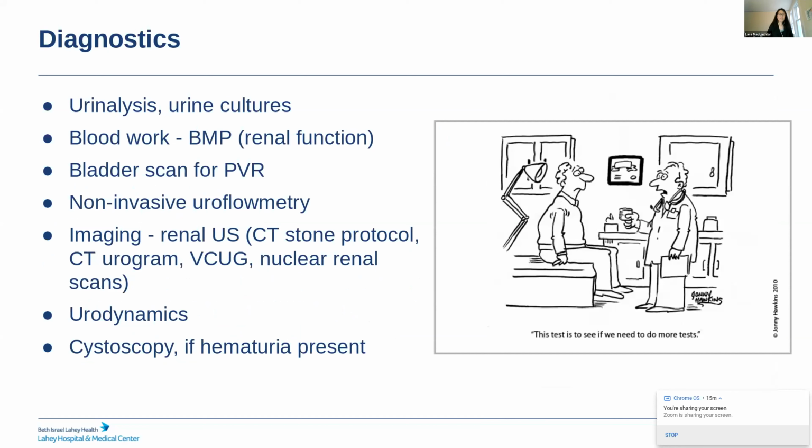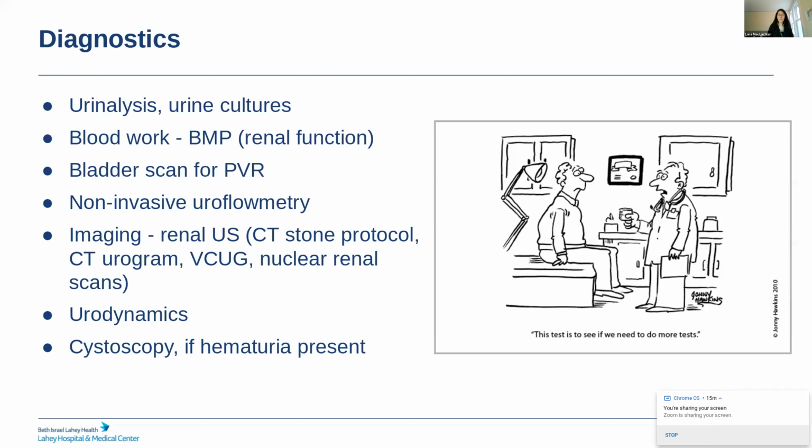As far as diagnostics, a urinalysis would be recommended, especially in patients that may have some irritative voiding symptoms, and you'd want to rule out any infectious etiology. Blood work, a basic metabolic panel, is usually recommended, particularly checking renal function, so a creatinine and a GFR. A bladder scan to assess post-void residual, again, if patients are describing especially obstructive voiding symptoms. A non-invasive uroflow, again, if patients are describing a lot of obstructive urinary symptoms.